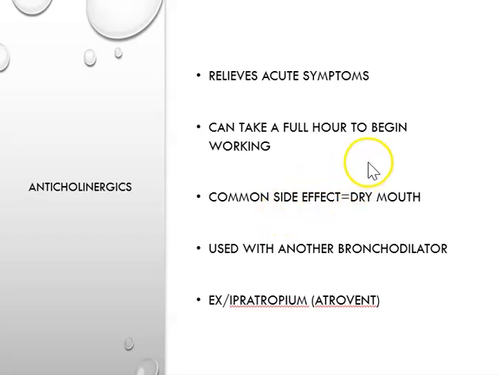Anticholinergics are what you're going to use to relieve acute symptoms. They take a full hour to begin working. Anticholinergics enlarge and dilate the airways in the lungs, and that's going to make breathing easier. As bronchodilators, they may protect the airway from spasms that can suddenly cause the airway to become narrow, so think about your bronchospasms.